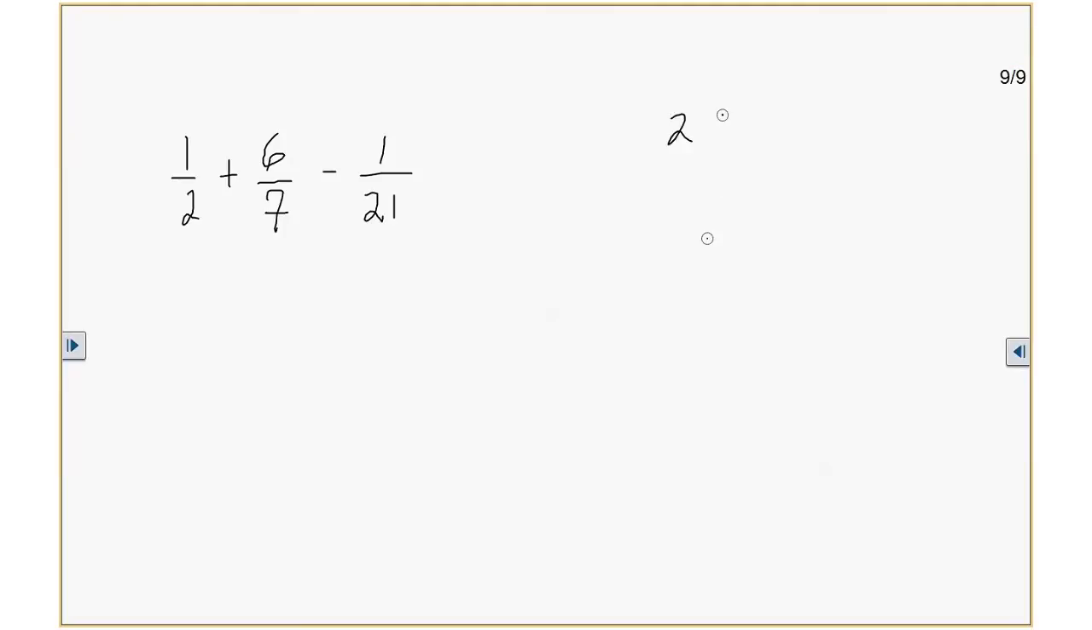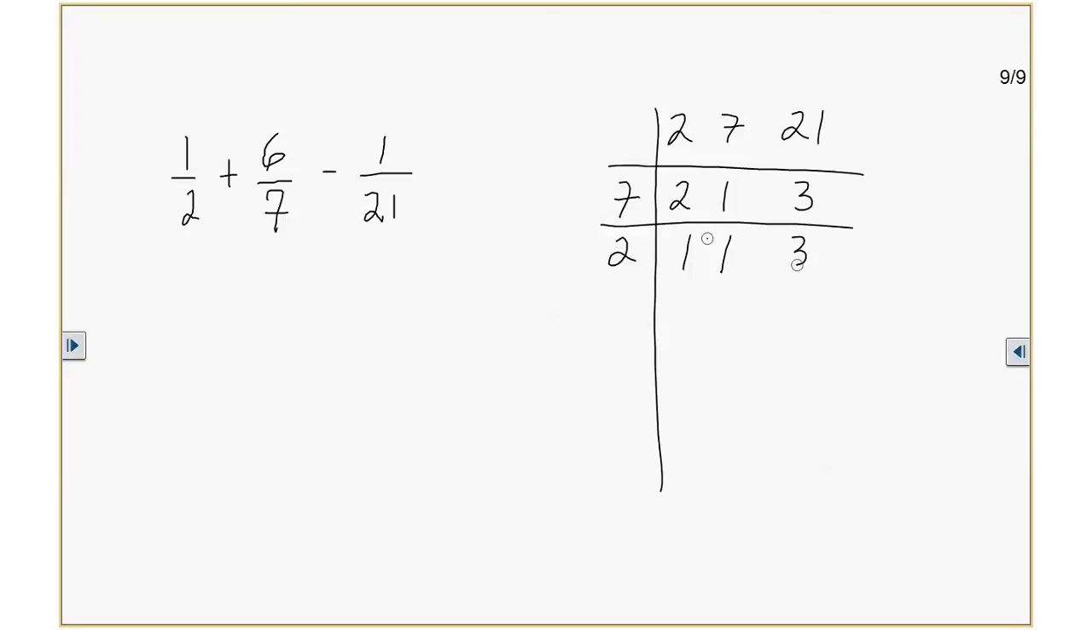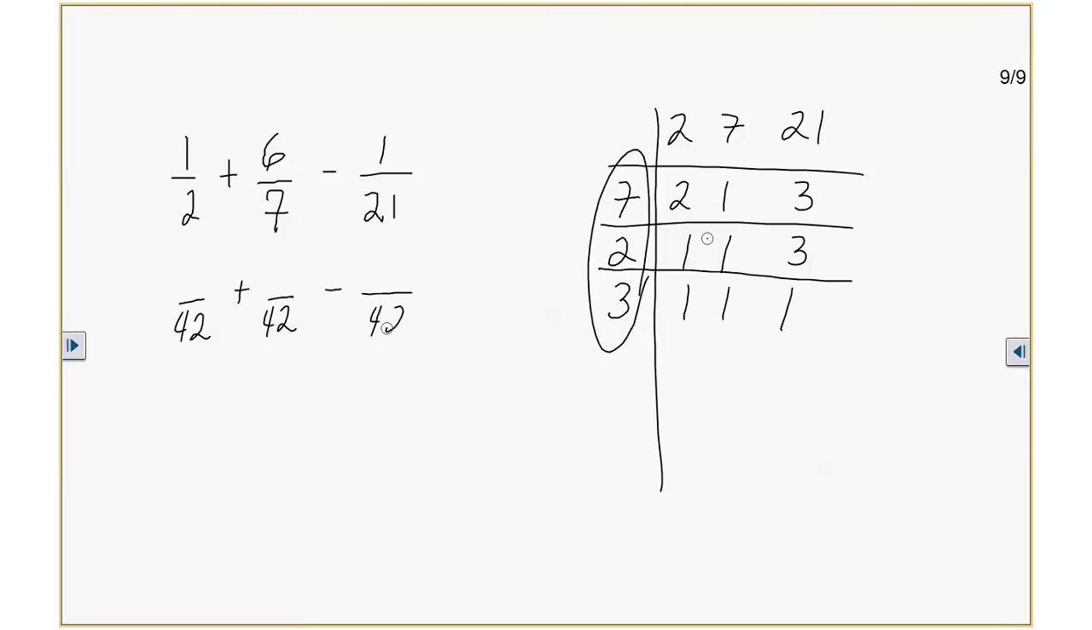2, 7, 21. 7, 2, 1, 3, 2, 1, 1, 3, and 3, 1, 1. Hey, that's not 294. That's 7 times 3 is 21, that's 42. Golly, I made the fractions smaller. I didn't use that other rule, the one I thought I knew, and it made the problem more simple, because you don't have a big number to work with.